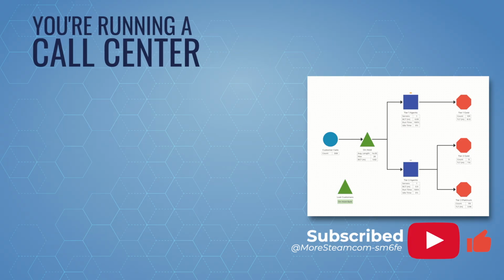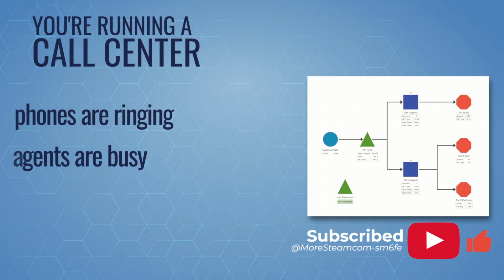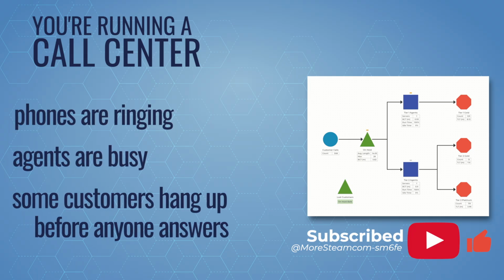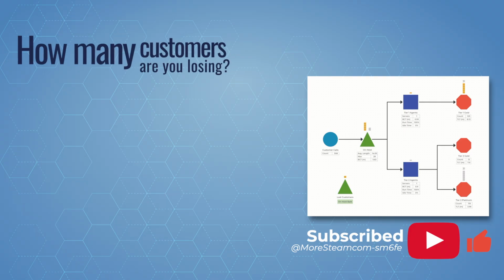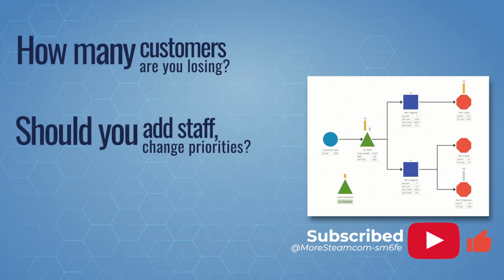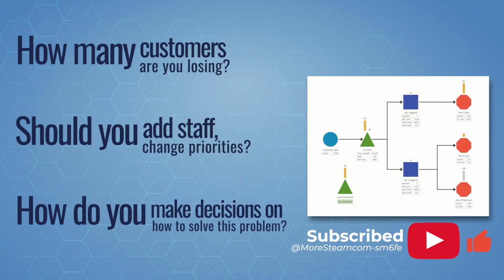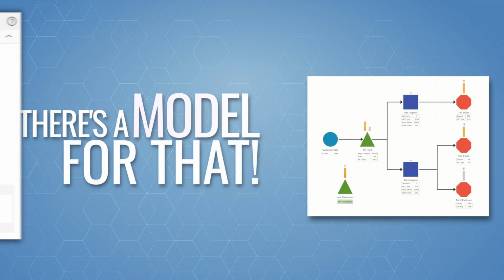You're running a call center. The phones are ringing, agents are busy, and some customers hang up before anyone answers. How many customers are you losing? Should you add staff? Change priorities? How do you make decisions on how to solve this problem? There's a model for that.